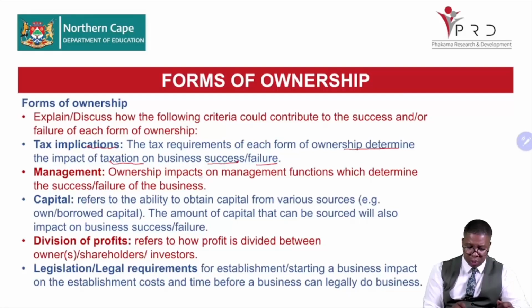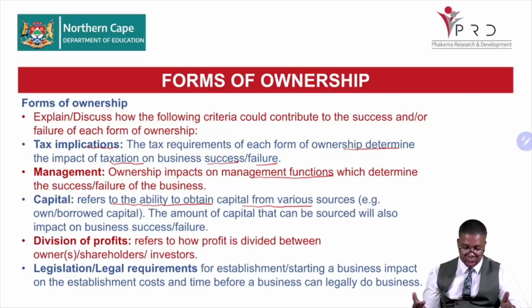Then management, we talk about the ownership in terms of management functions, to say who will manage the business and how it will affect the success and failure of each form of ownership. Capital refers to the ability to obtain capital, to say which form of ownership would allow the owner to get capital and bigger capital for that matter, which will contribute to the success and failure. And then division of profit refers to how profit is divided between owners, shareholders, or investors of a particular form of business or form of ownership.